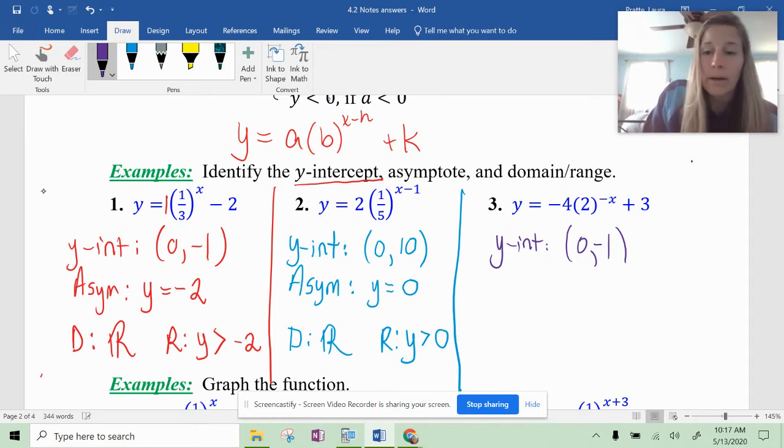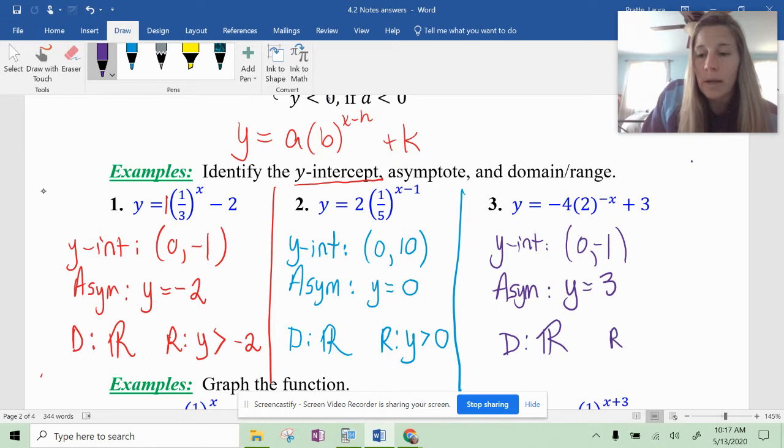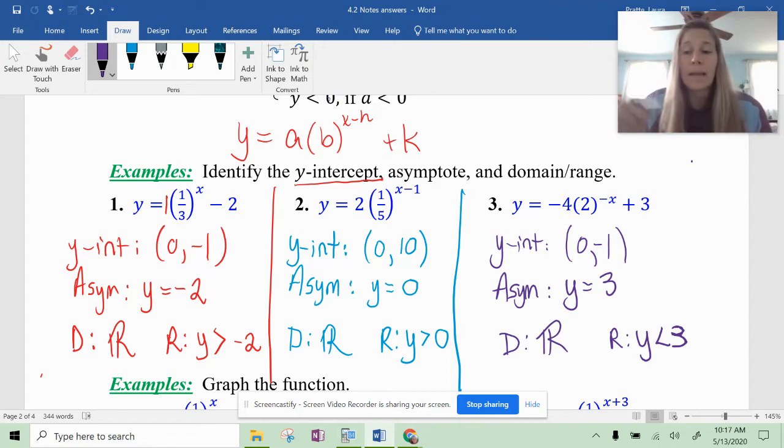So that's your y-intercept. The asymptote is y equals 3 because that's our k value. The domain is all real numbers, and the range is y is less than 3 because our a value is negative. Okay, so that's a lot of review from yesterday.